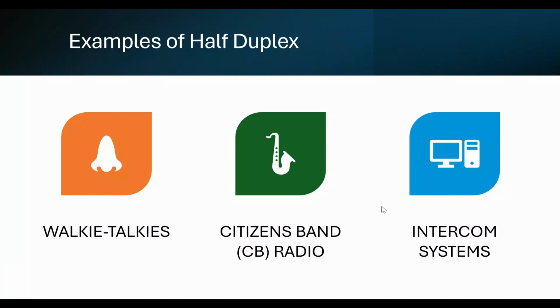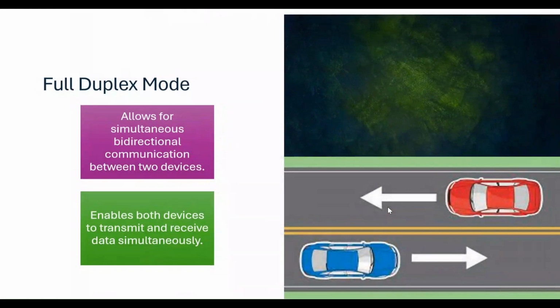Examples of half duplex include walkie talkie, CB radio, and intercom. Now, if you know any of these, you know that you can send and receive feedback, but you have to wait to receive the message and then you respond to the message, but it cannot go simultaneously.